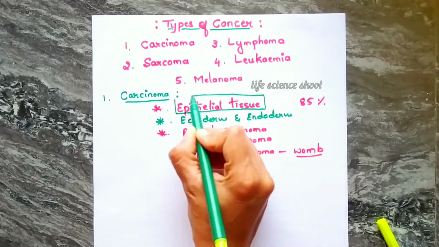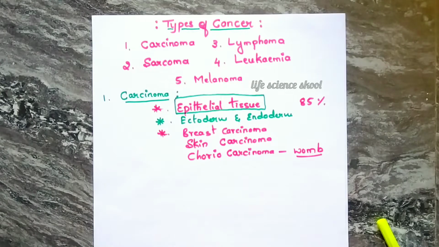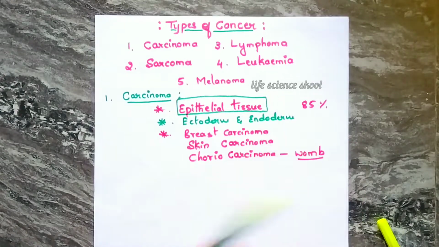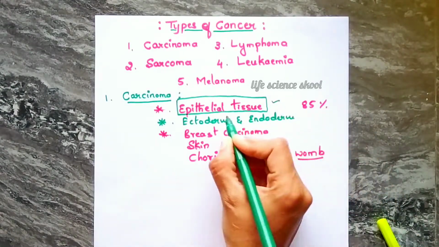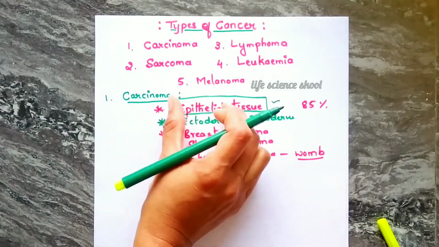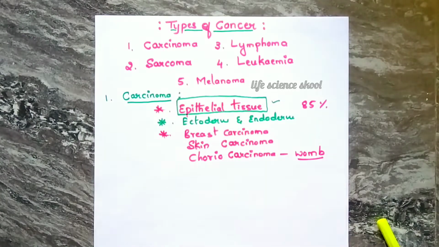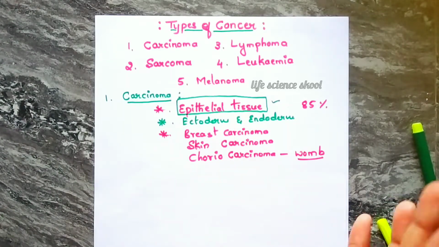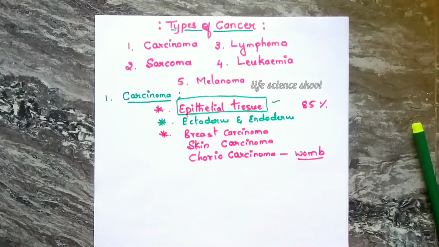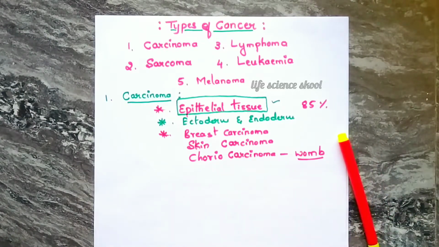You can see in the KSET examination in the old question papers, there we have a question on this. That's why I am saying this is the key point: epithelial tissue, carcinoma. So you have to remember this so that you can solve that question paper, like in the years 2012, 2013 to 2014. Mostly in that period the question is on the type of cancer.